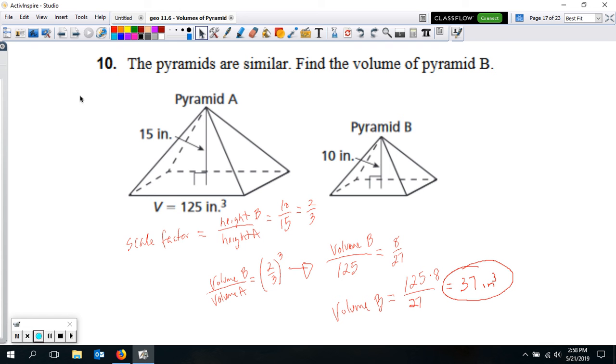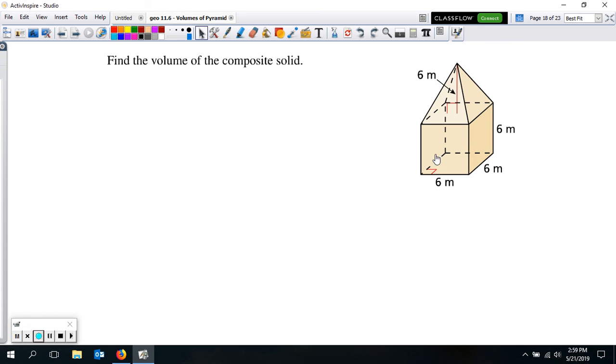So before we leave this lesson, we're going to look at a composite solid like this one here, where you have two solids. You have a cube on the bottom and a pyramid on the top. So how would we find the volume of this? It's composite because it's made up of two shapes.